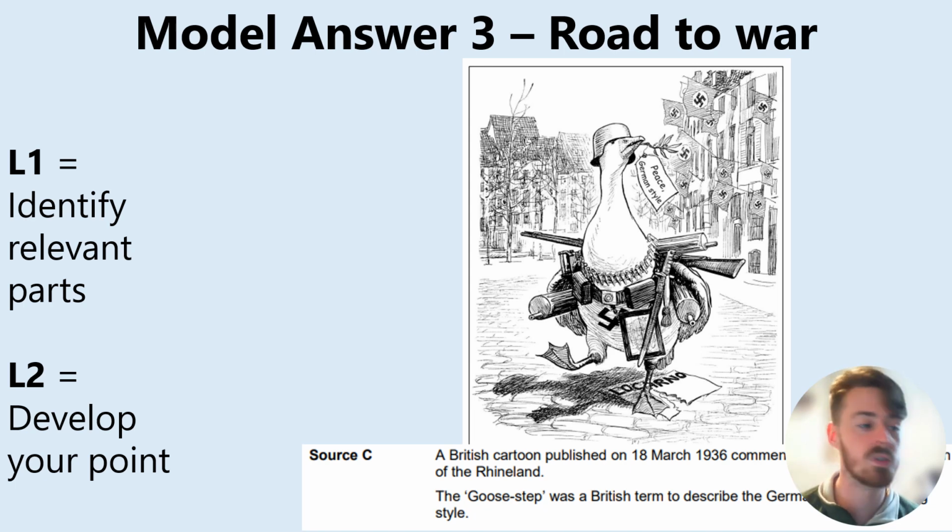I'll give you a moment to pause, try and write your answer, try and have a think about the source. I'll read it before I properly pause. It's a British cartoon published in March 1936, commenting on the remilitarization of the Rhineland. The goose step was a British term to describe the German marching style in the army. I'll pause here and then you can have a go yourself.